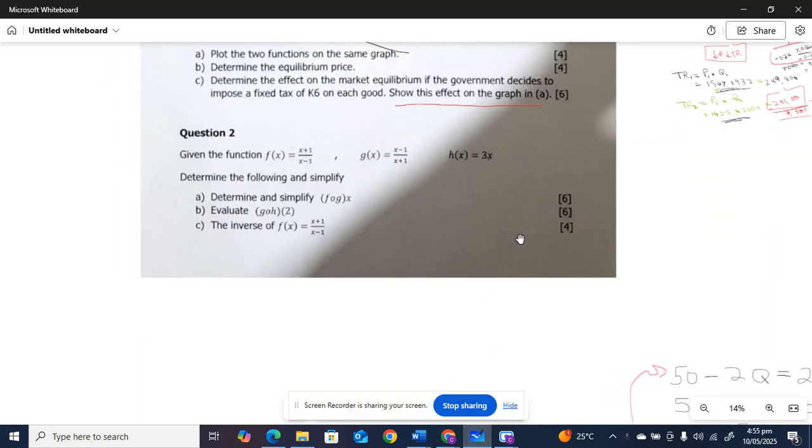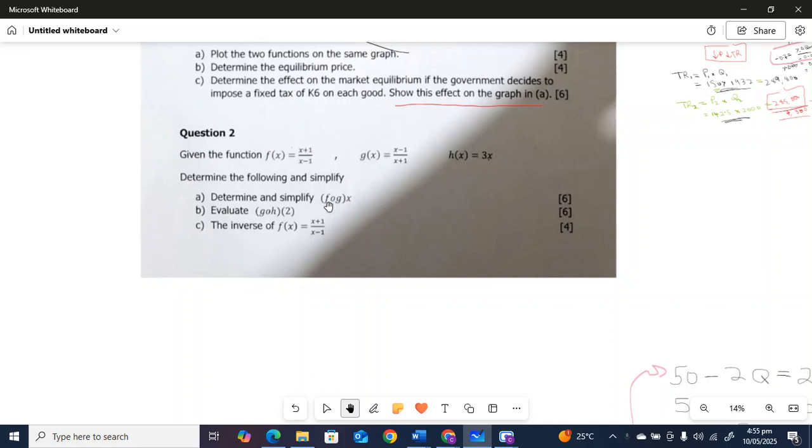Okay, so we have this question here. It says, given the function f of x equals x plus 1 over x minus 1, g of x equals x minus 1 over x plus 1, and h of x equals 3x. Determine the following and simplify. So part A, they're saying determine and simplify f of g of x.